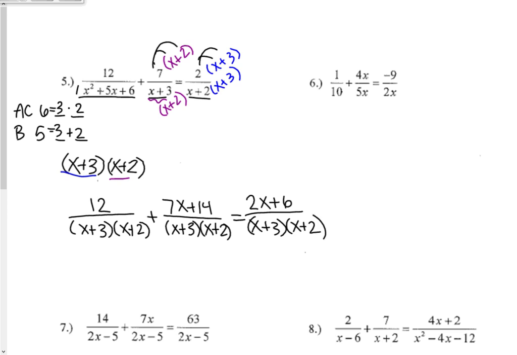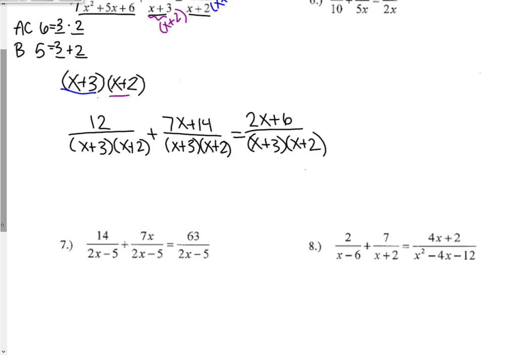My denominators are all the same, so I don't need to worry about them anymore. Rather than rewriting it, I'm just going to cross those out. So up top, I have 12 plus 7x plus 14 equals 2x plus 6. I'm going to combine my like terms, so I'm going to do 12 plus 14. So I have 7x plus 26 equals 2x plus 6.